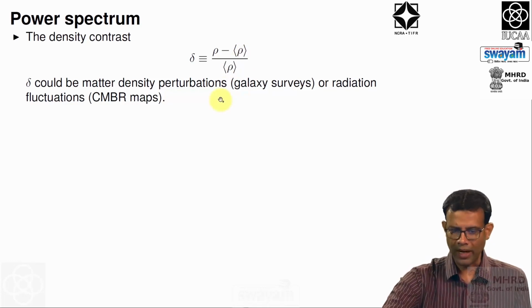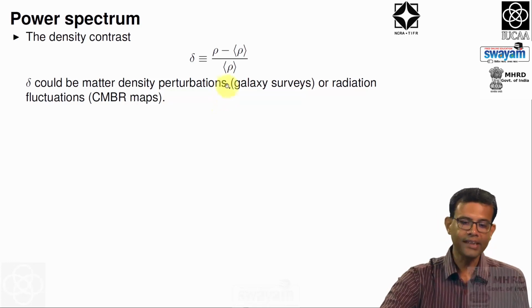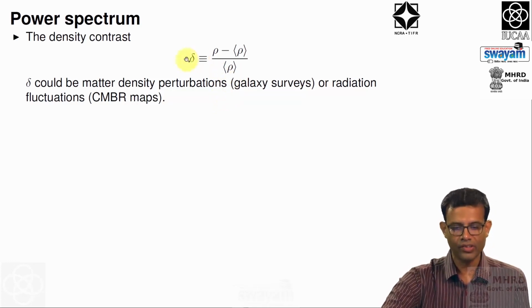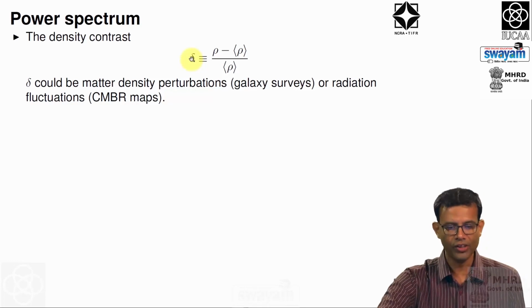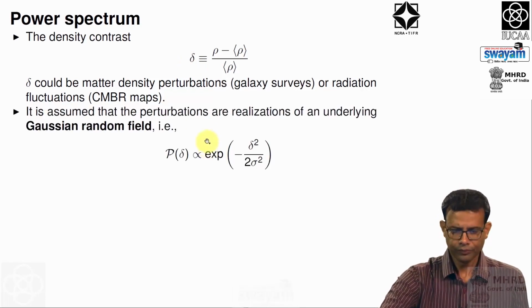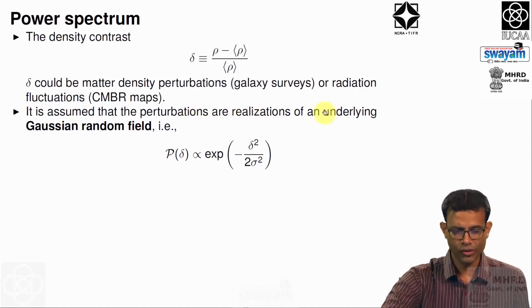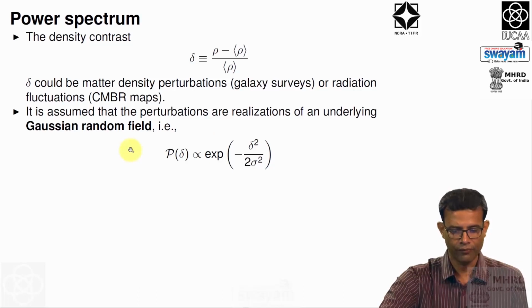Delta in principle could be matter density perturbations, which we will be interested in this lecture, or, in the last lecture, remember, we were interested in delta of the radiation, because we were doing CMB maps. Now, it is assumed that at least when delta is small, in the linear regime, these perturbations are actually realizations of an underlying Gaussian random field.